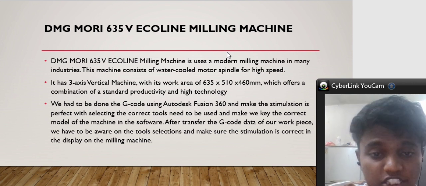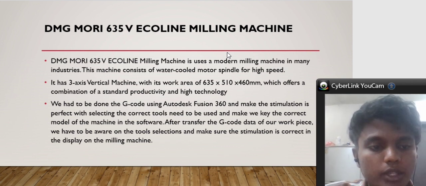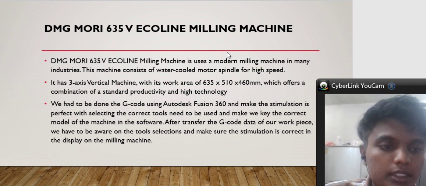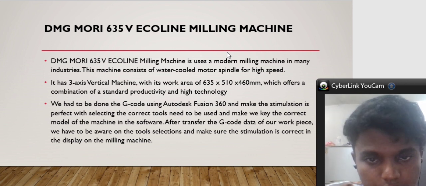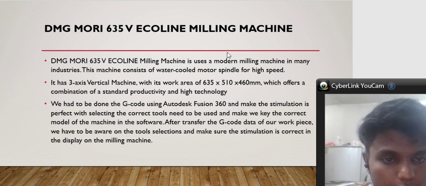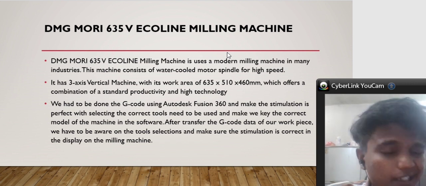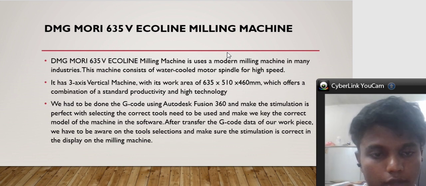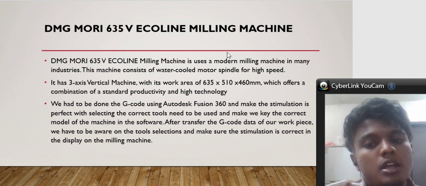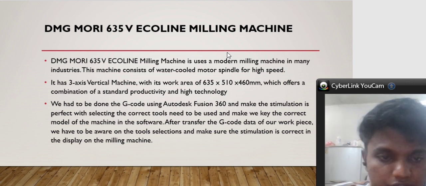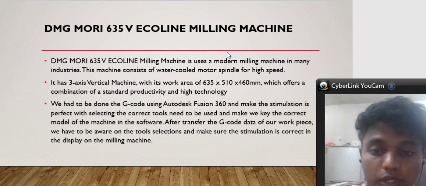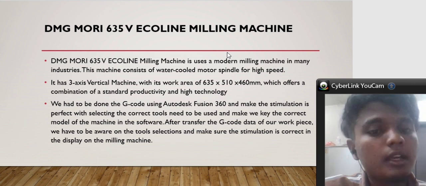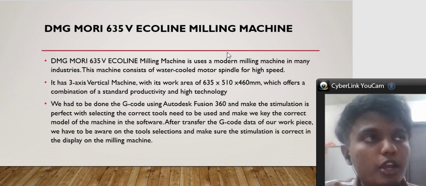We had to prepare the G-code using our Autodesk software. We have to simulate our project on the laptop first, and only then can we insert the data into our DMG Mori machine. The simulation has to be perfect, with the correct tools selected and the correct model of the machine keyed into the software. After transferring the G-code data of the workpiece into the machine, we have to be aware that the tool selection is perfect and correct, and make sure the simulation is correct on the display of the milling machine.